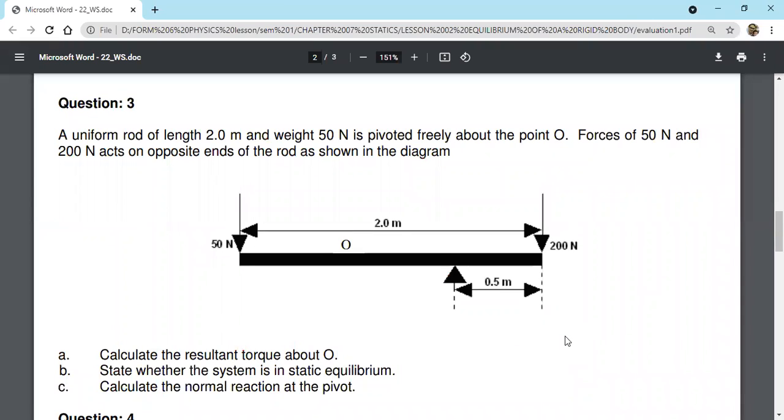Now we look at here. A uniform rod of length 2 meter and weight of 50 Newton is pivoted freely. Pivot, that means this is a pivot, freely about the point O. Where is the O?